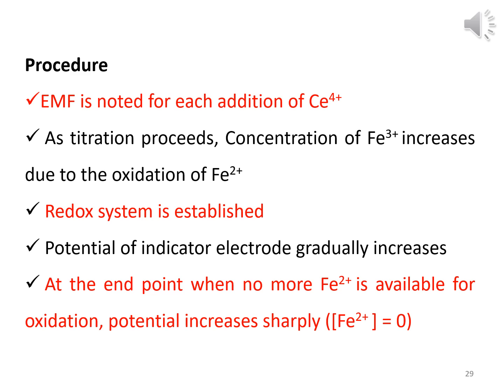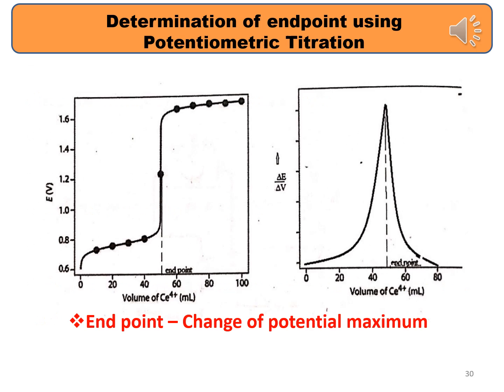In order to determine the end point of the potentiometric titration, we plot two graphs. The first graph is between EMF and volume of cerium 4+, and the second graph is between delta E by delta V versus volume of cerium 4+. In both graphs, the maximum change of potential is taken as the end point for the potentiometric titration.